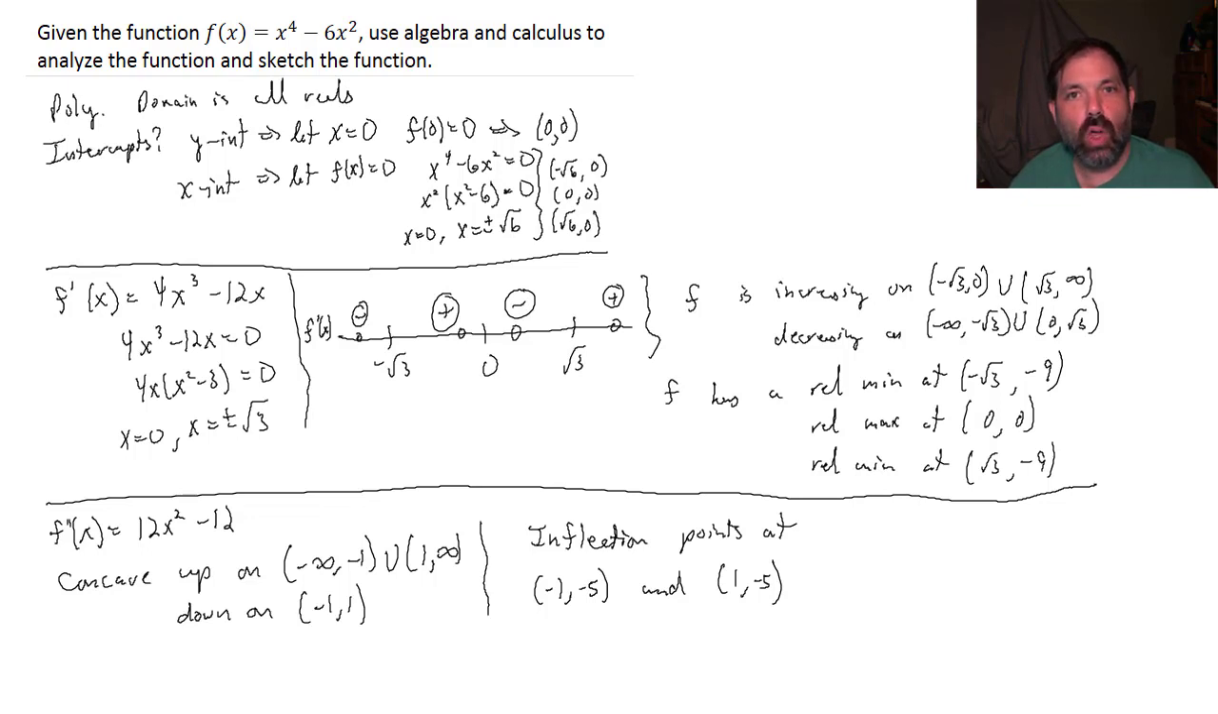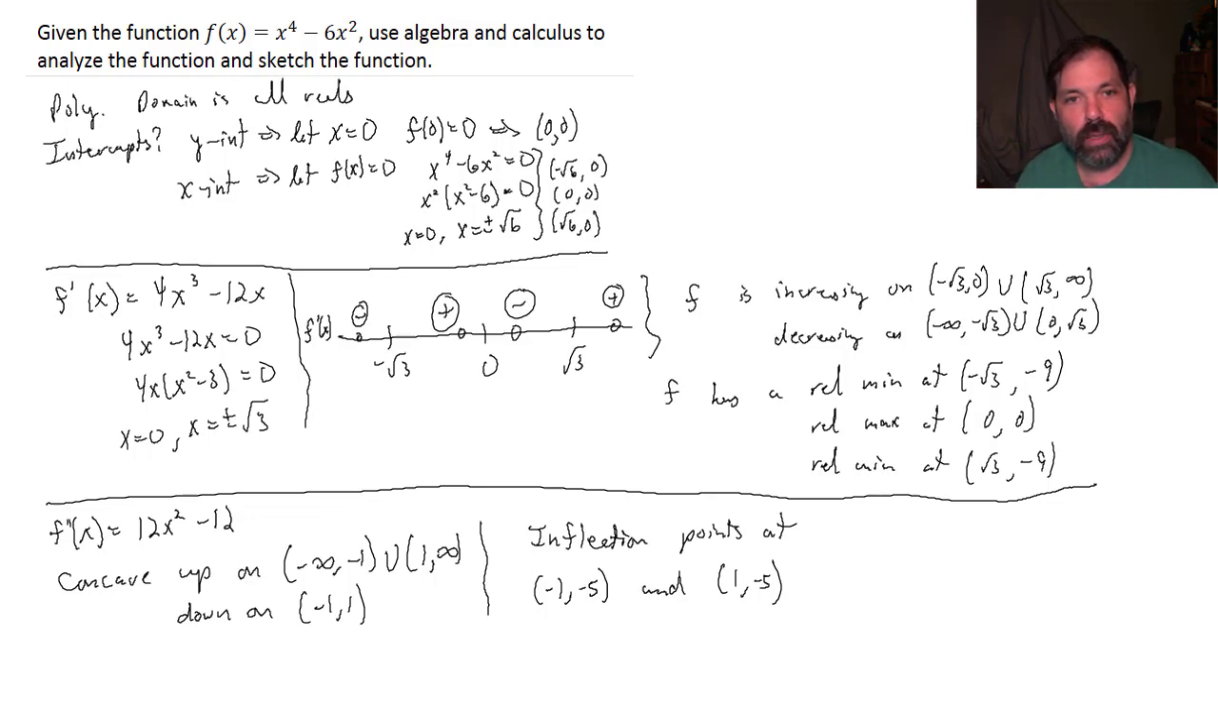See, now we can use all this information to draw a reasonable sketch of the curve. We know where it's increasing, decreasing. We know where it has its relative extrema. We know where it's concave up. We know where it's concave down. We know where it has inflection points.